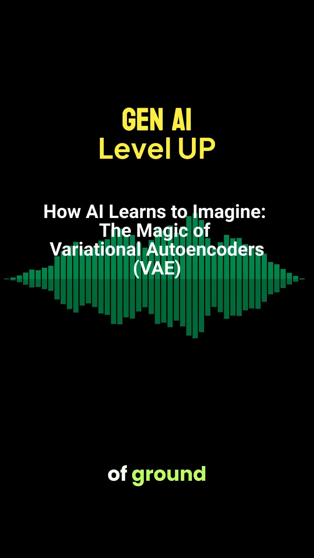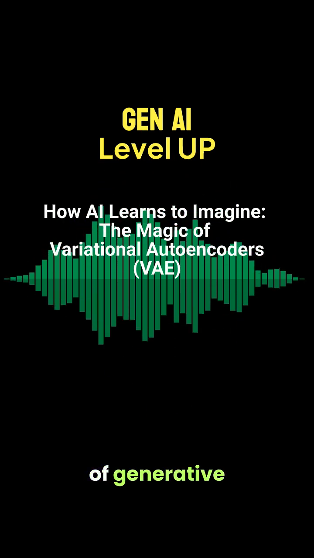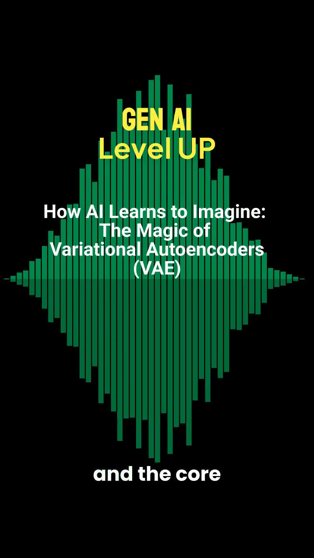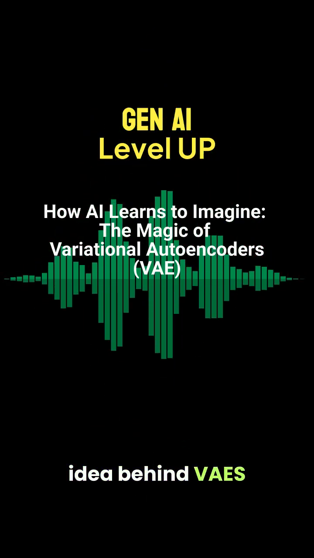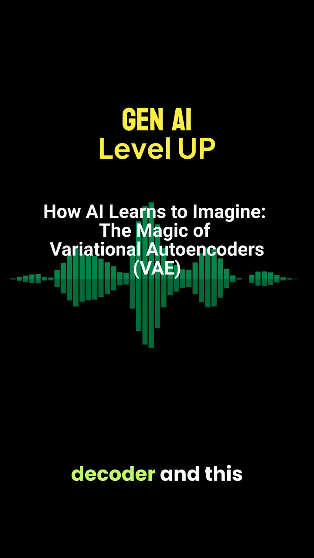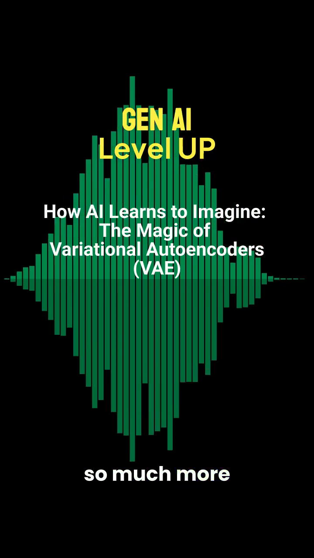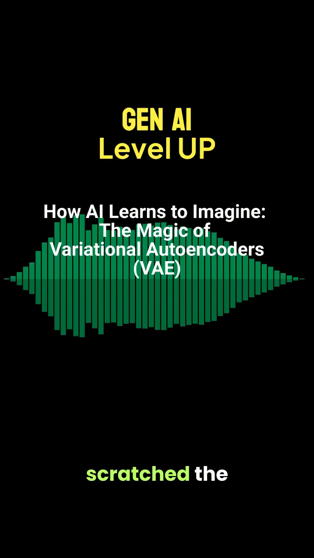Okay, so we've covered a lot of ground already. We've talked about the big picture of generative models, the limitations of those denoising autoencoders, and the core idea behind VAEs with their encoder-decoder and this magical reparameterization trick. But there's still so much more to explore. Absolutely. We've only just scratched the surface.